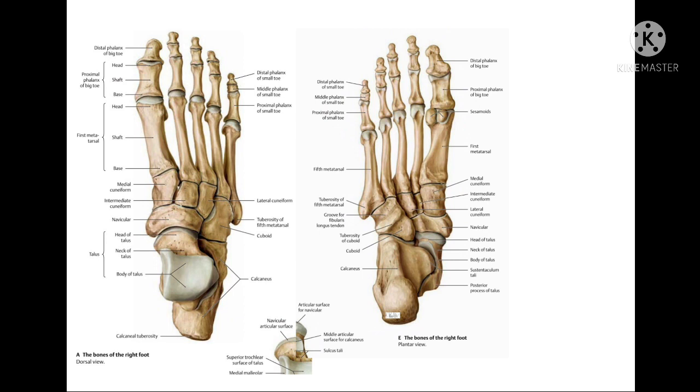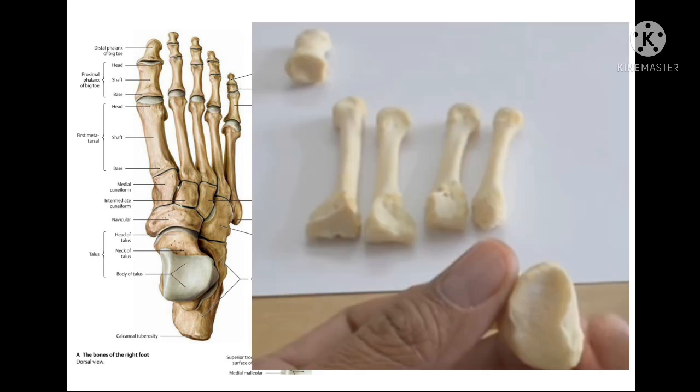Next we move on to the base of the metatarsals. Base means the proximal end of the metatarsals. The shape of the articular surface on the base of the metatarsals differs. The articular surface on the proximal surface of the base presents different kinds of shape. For the first metatarsal, the shape of the articular surface at the proximal surface of the base is kidney shaped.